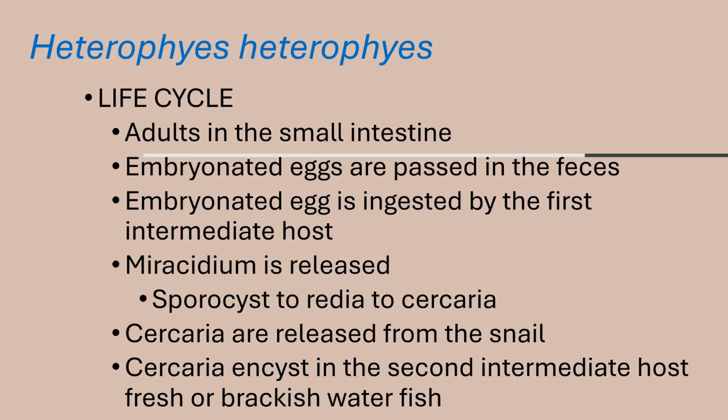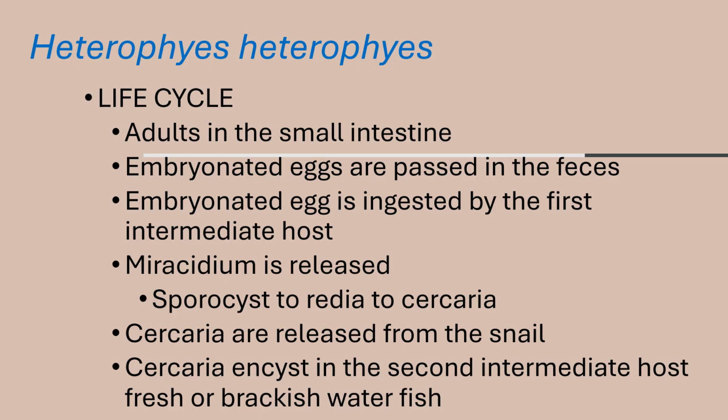Moving on, let's take a look at the life cycle of Heterophyes. The adults reside in the small intestine, and embryonated eggs are passed in the feces. The embryonated egg is ingested by the first intermediate host, which are snails of the genera Cerithidea and Pirenella.